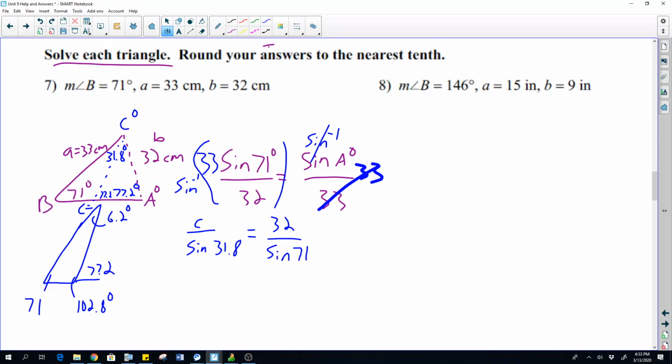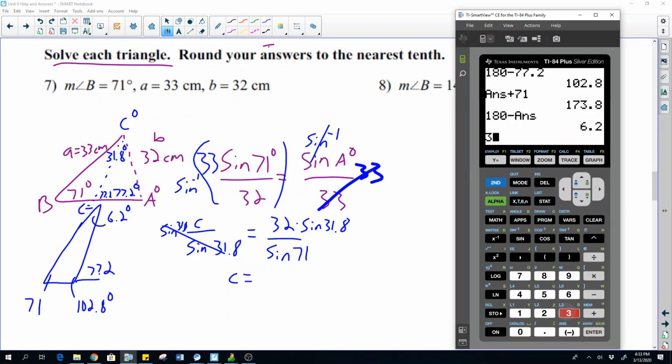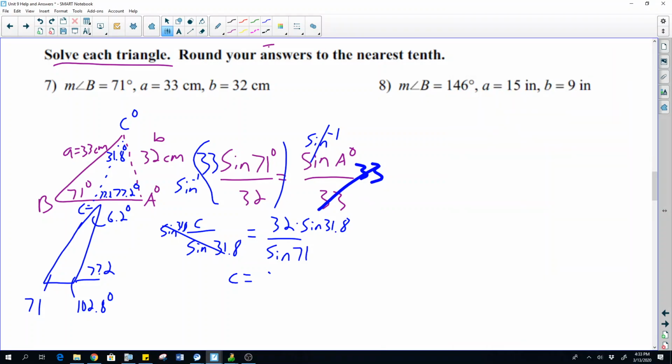So all we got to do is multiply that sine 31.8 to the other side. We're going to multiply it to both sides. So then we get little c. Hallelujah. So little c then is equal to 32 sine 31.8, close parenthesis, don't forget to close parenthesis, divided by sine 71, good. And so that gives us 17.8. So we have 17.8. What's our measurement? Centimeters. Good, centimeters.